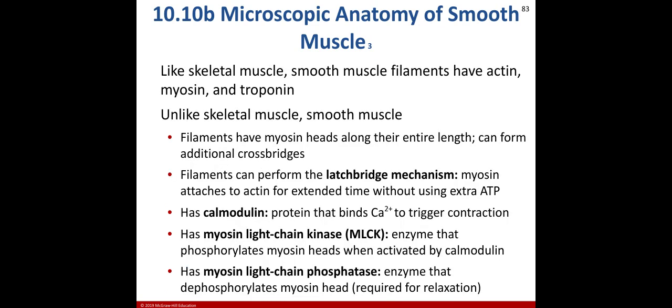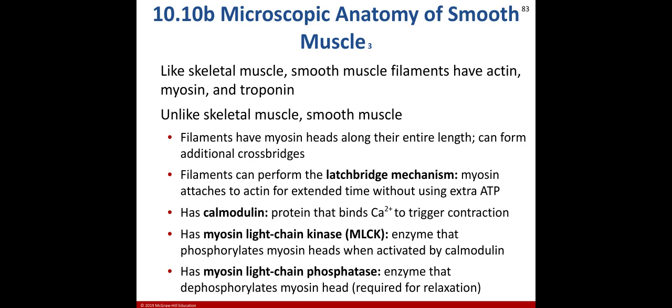Like skeletal muscles, smooth muscles do have actin, myosin, and troponin. But unlike it, the smooth muscle has filaments with myosin heads on their entire length. So they can form multiple cross bridges. And that mechanism they call latch bridge instead. And of course, they still have that calmodulin, which is what the calcium will bind with to trigger a contraction.